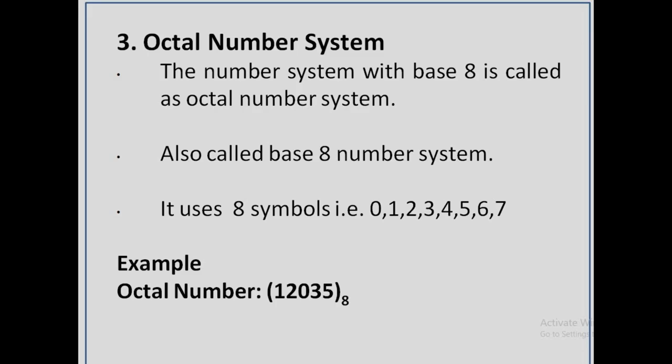Next number system is octal number system. The number system with base 8 is called as octal number system, also called base 8 number system. Why its base is 8? Because it uses 8 symbols, that means 0 to 7. The example of octal number system is 1 2 0 3 5. And after bracket completion we can write 8, and that 8 indicates the base of the octal number system.